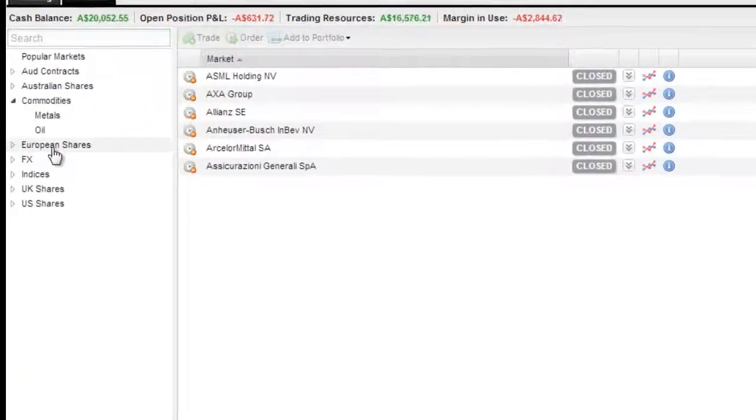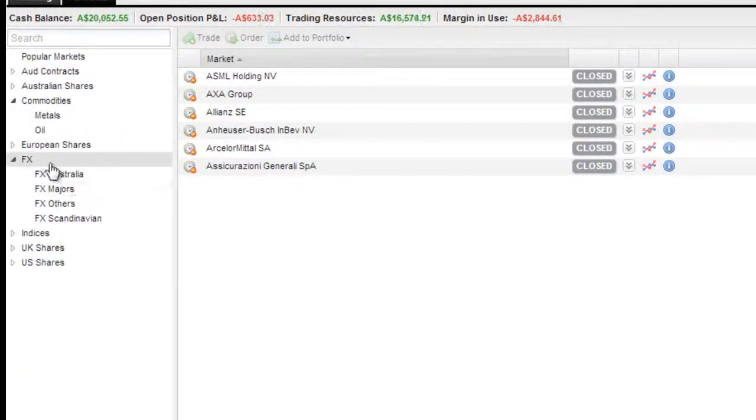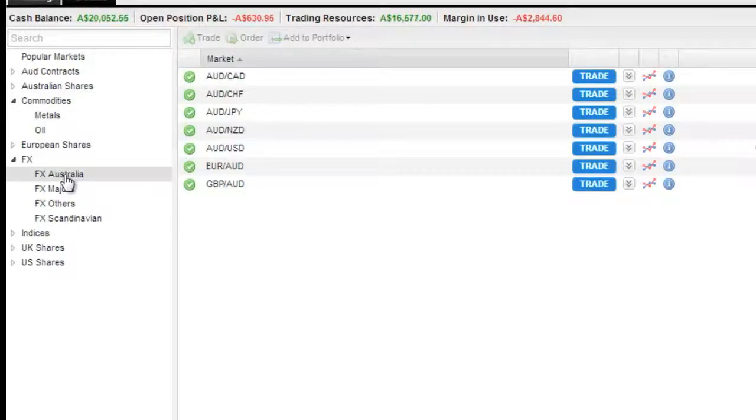If we have a look down a little further, now we've got the FX markets, and we've divided these up. The top ones here are all the pairs with Australia as one side of the market. So if we click on that, we've got Aussie Canadian dollar, we've got Aussie dollar Japanese yen, Aussie dollar US dollar, Euro Aussie, pound Aussie as well, a few others in there. You can see there's a bit of a list.